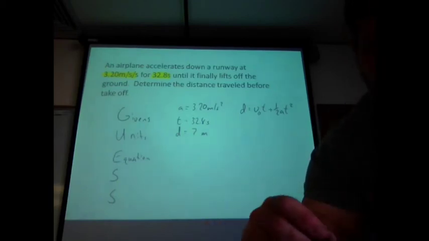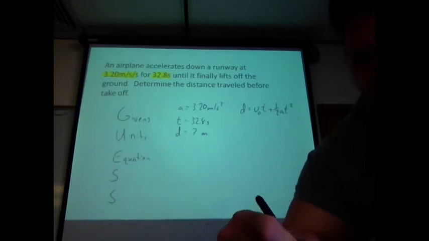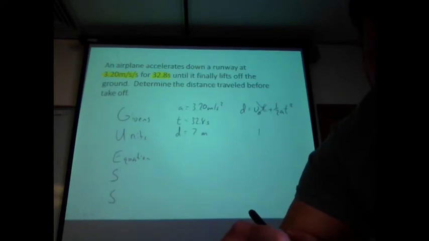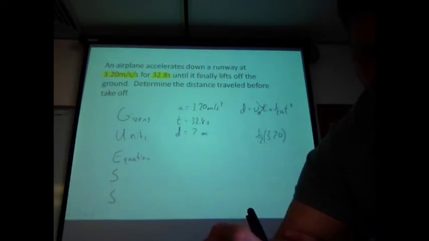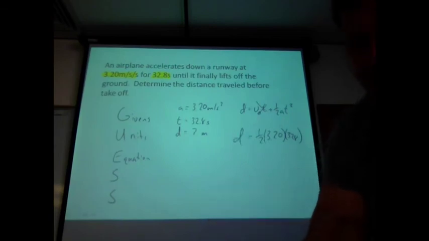Okay, so I'm going to go ahead and substitute what I do know. Now, do I know an initial velocity? Well, the plane is at rest, so we're going to assume that that's going to be 0. So that 0 times t is going to just knock that out, so that's awesome. We get rid of that right off the bat. We're going to substitute the rest of it though, so we have 1/2 times 3.2. I'm going to go ahead and just eliminate the units for right now. And our t is 32.8. And that equals D.